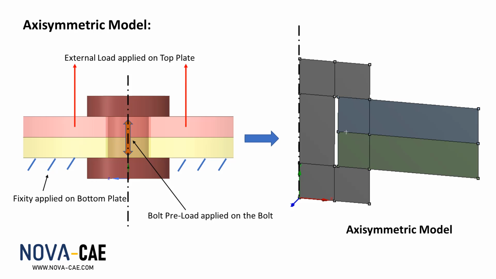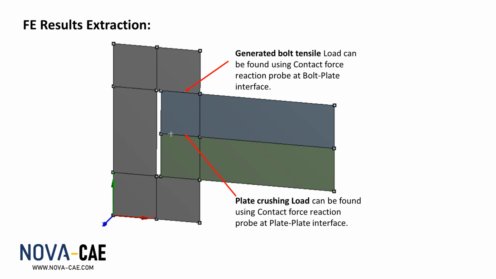By taking advantage of the symmetric behavior of the geometry, loads and boundary conditions about the central axis, we can simplify the FEA model to an axisymmetric problem. We can extract the induced tensile load on the bolt by extracting contact reactions at the bolt-to-plate interface. Plate crushing load can be extracted from the contact at the plate-to-plate interface. Now we will look into the model setup in ANSYS Workbench.